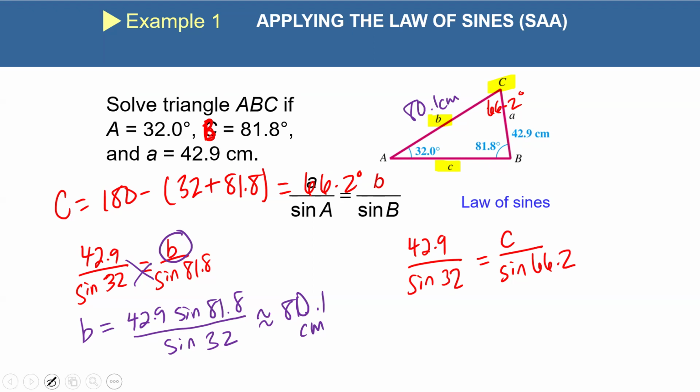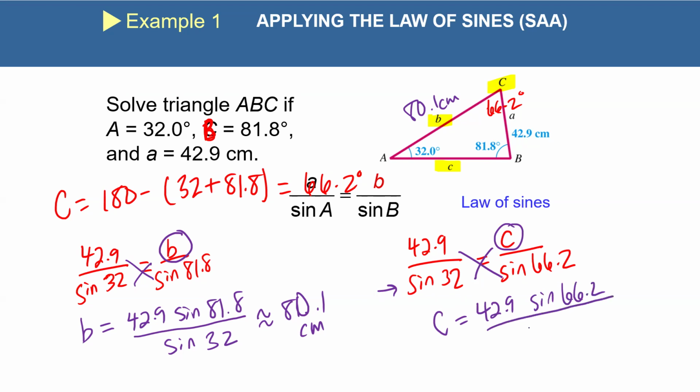All right, how are we feeling? Okay, so we need to get C by itself. We cross multiply, and then we're going to divide. So we get 42.9 sine of 66.2 divided by sine of 32. And what is your approximate value of C? 74.1 centimeters. And now you have solved this triangle. Okay, this is our baseline. How do you feel?